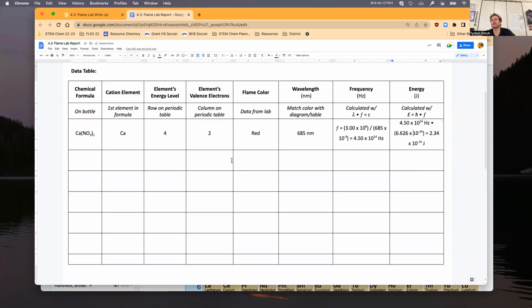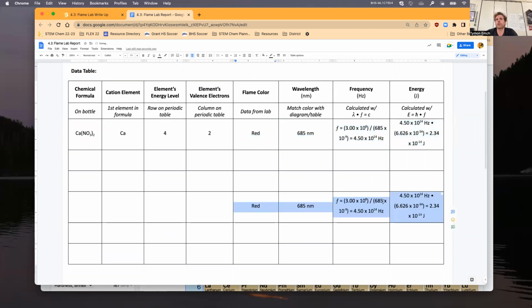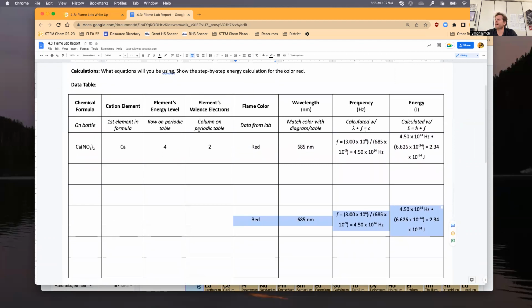Now, if you have, let's say, a different compound that also has red, you totally can just be like, all right, cool, that's red. That's fine. You only have to technically do these calculations once for each of the colors that came up in your lab. So this is how you do your data table.